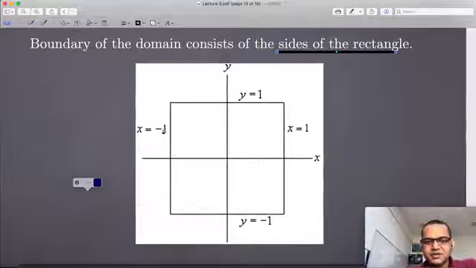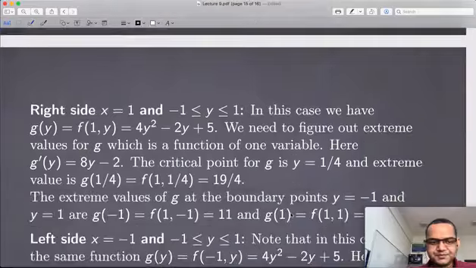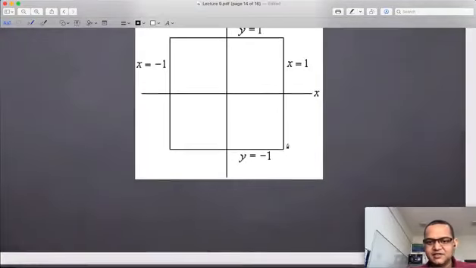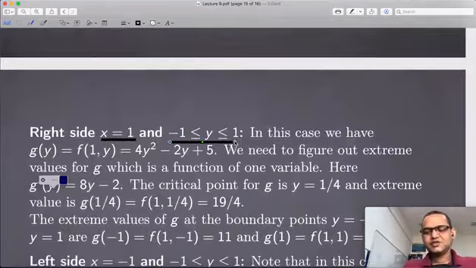Okay, now we have to analyze the function on all these 4 sides. In the interior part the critical point was (0, 0), at which we have already found the value, correct? So now let us analyze all these 4 lines separately. I have written right side, so on the right side x is constant, x = 1. So x is constant 1 and y is varying from -1 to 1. So what we need to find out are the extreme values of the function on this side, correct?